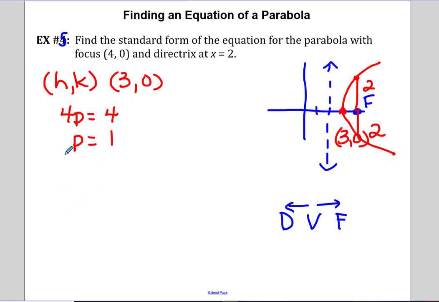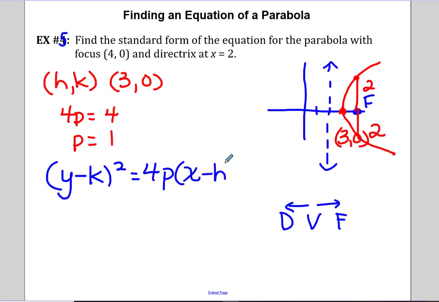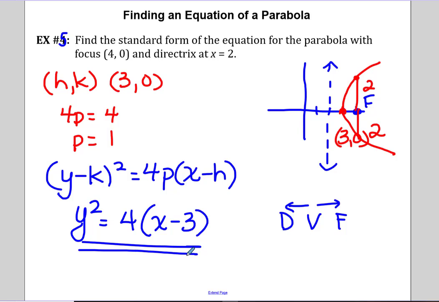And then we're going to write our equation. So this would have to be in the y minus k squared equals 4p times x minus h formula for the parabola to go to the right. So y minus 0 squared is y squared, and 4 times 1 is 4 times x minus our h, which was 3. And we have our equation.